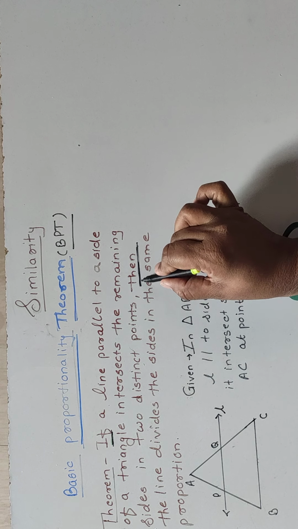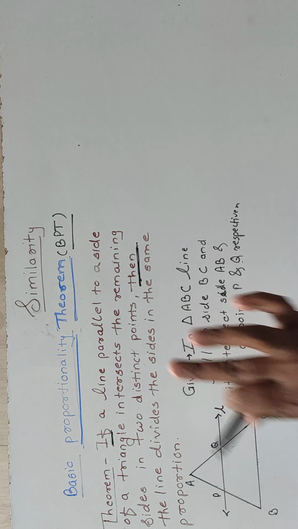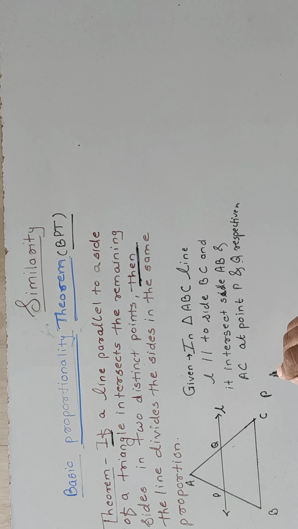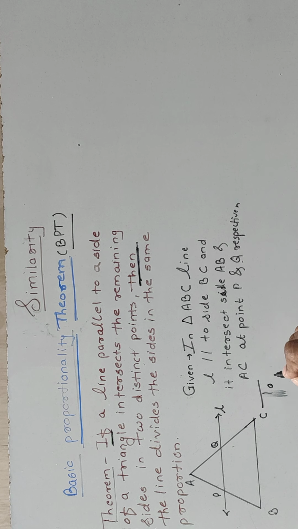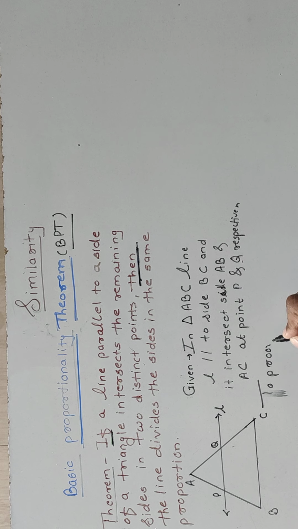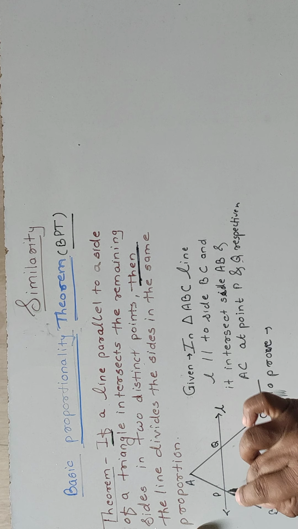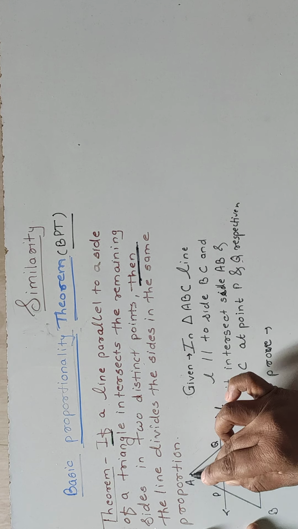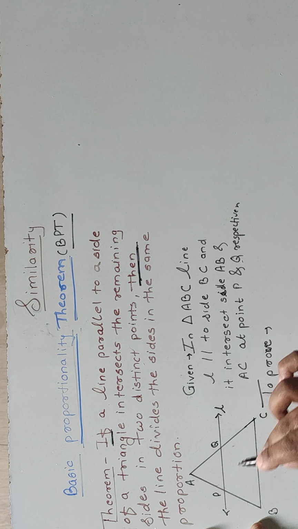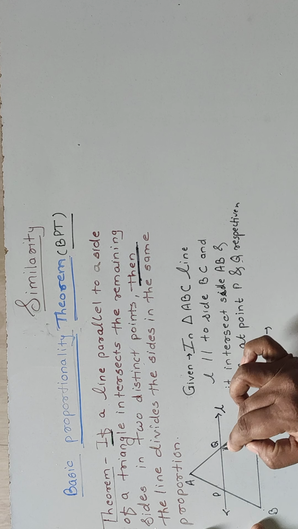Okay. Now the part which follows 'then', that the line divides the sides in the same proportion, is what we have to prove. So we will write the 'to prove' here. What do we have to write? The line divides the sides, which are side AB and side AC, in the same proportion, meaning AP upon PB is equal to AQ upon QC.